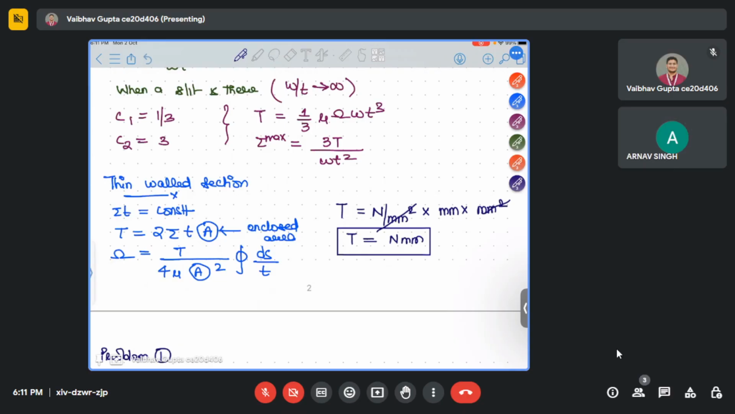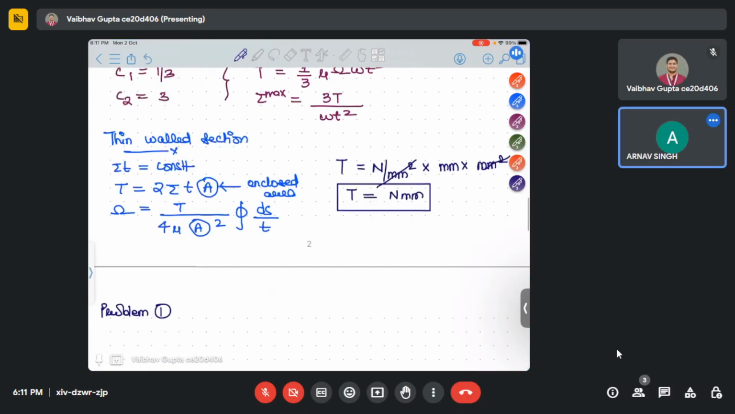Got it? Yes, sir. So if you have some doubt in a square thing, you can always check the dimensions. Dimensions should match. Okay, this is the thumb rule.